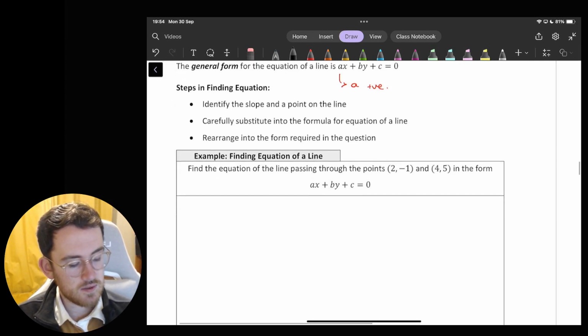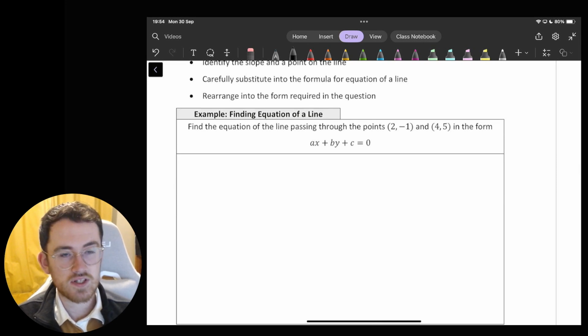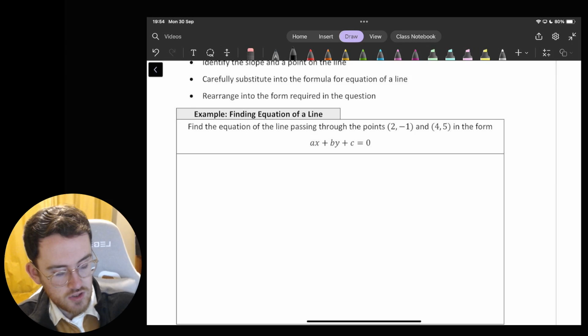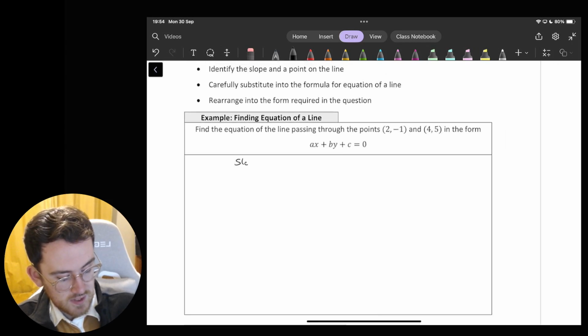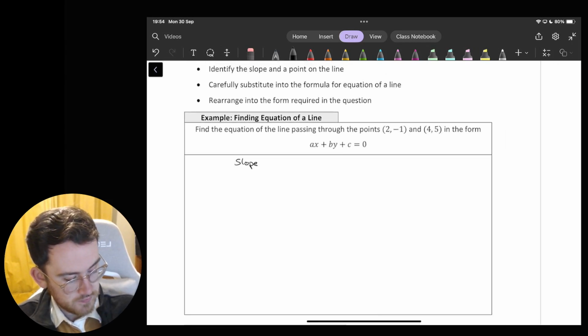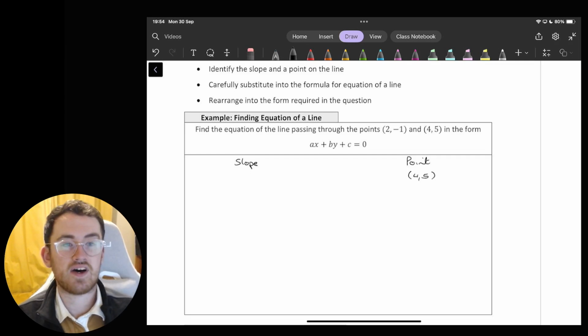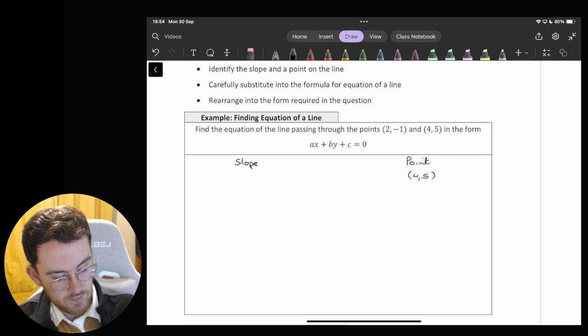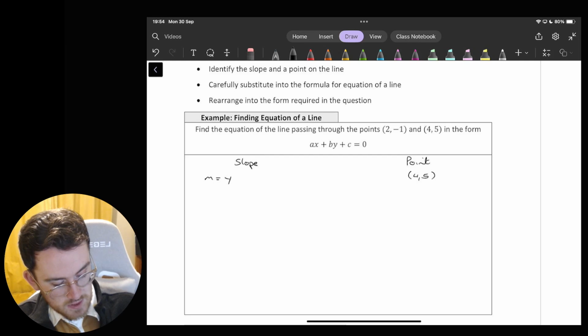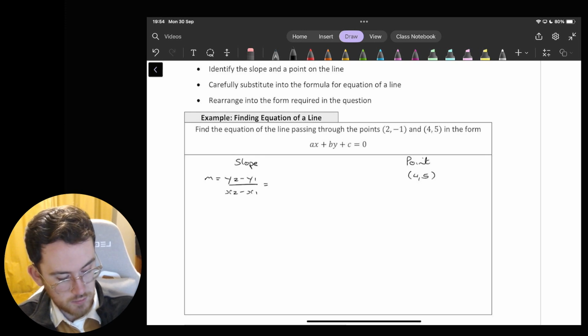So it says find the equation of the line passing through these 2 points in this general form. The 2 things I need to find the equation of a line are slope and point. I can already say that I'm going to use one of my points that I have here. We might decide to use the point 4, 5. It makes absolutely no difference if we use the point 2, minus 1 either. To find the slope, I need to use my slope formula because I don't have a graph, so using rise over run doesn't really seem the most optimal for me.